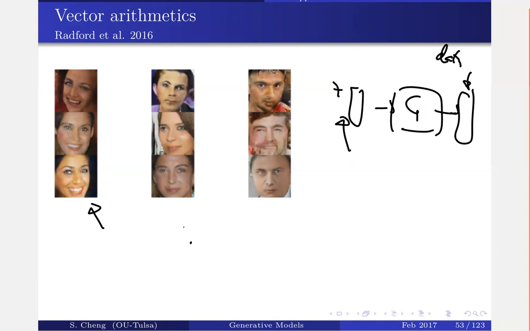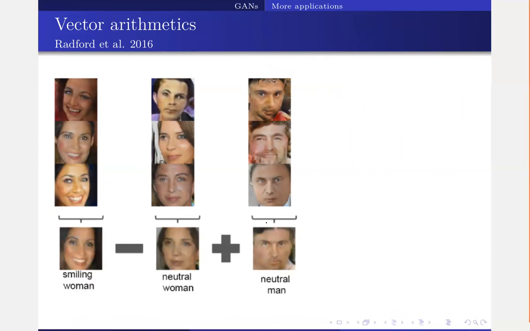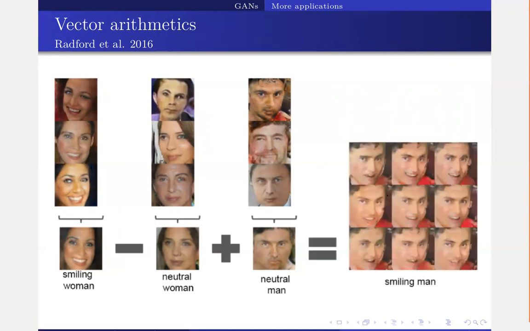This is generated by a neutral woman, this is a neutral man, something like that. So if you take the average of the smiling woman, subtract the average of the neutral woman, and add the neutral man, and take this result as Z and generate from that, then you will get a smiling man.